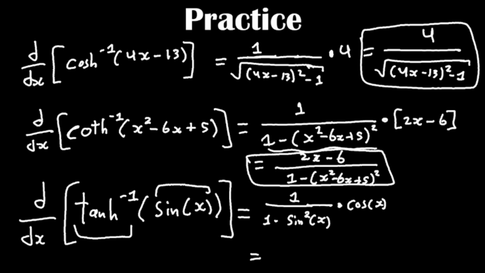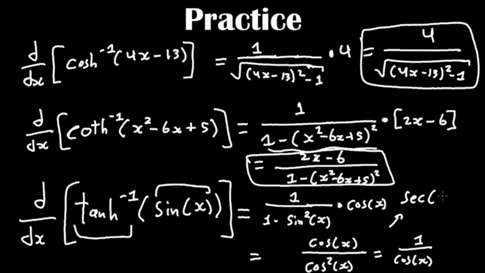So this is cosine of x over, now 1 minus sine squared of x, using a Pythagorean identity, that's equivalent to cosine squared of x. So cosine of x over cosine squared, that's just 1 over cosine of x, and that's equivalent to secant of x.